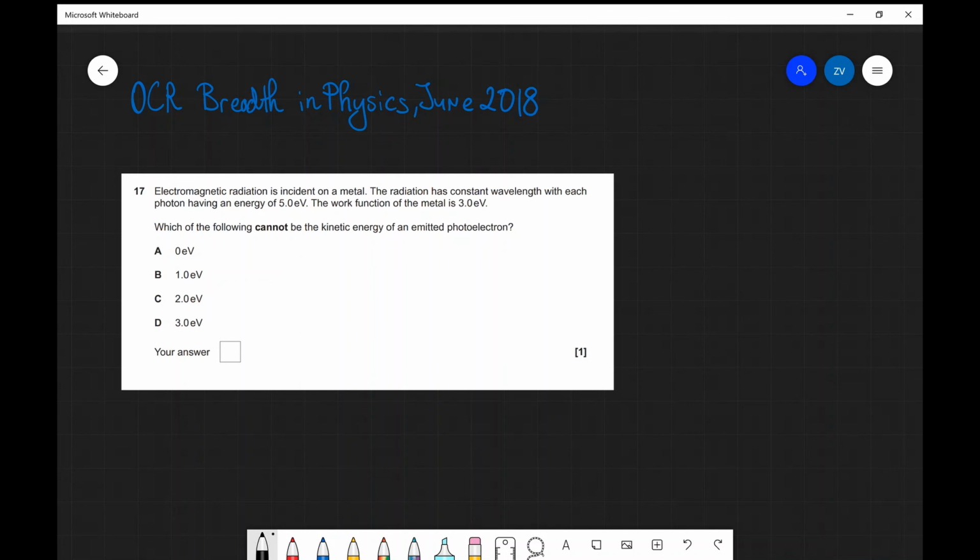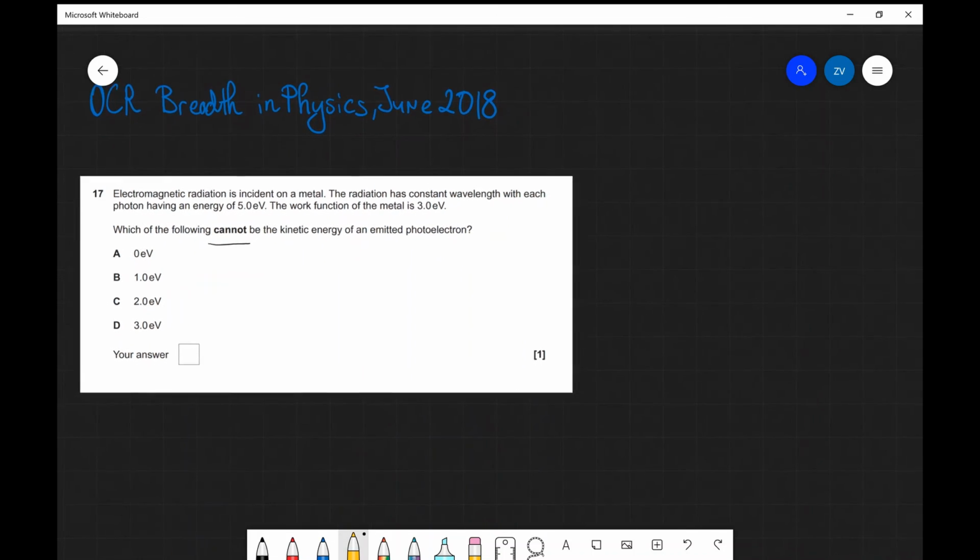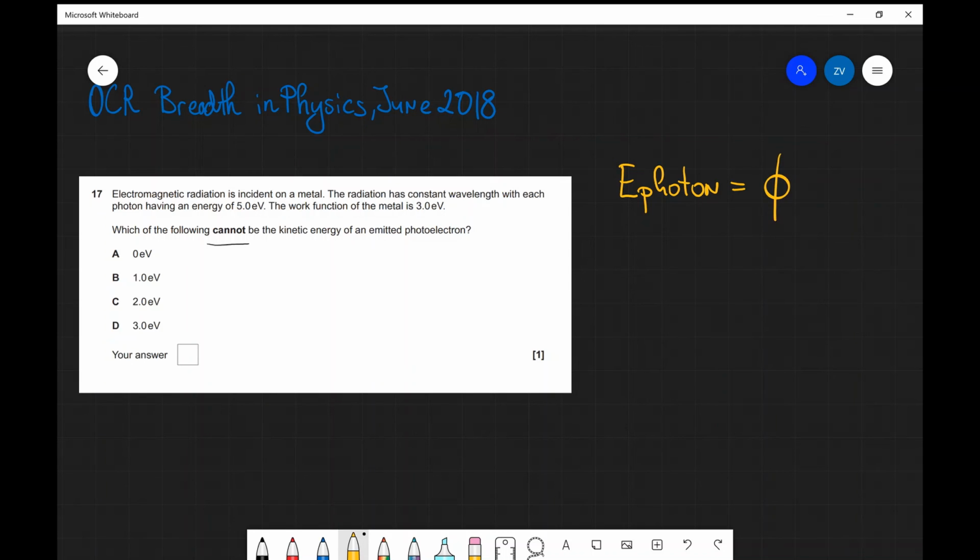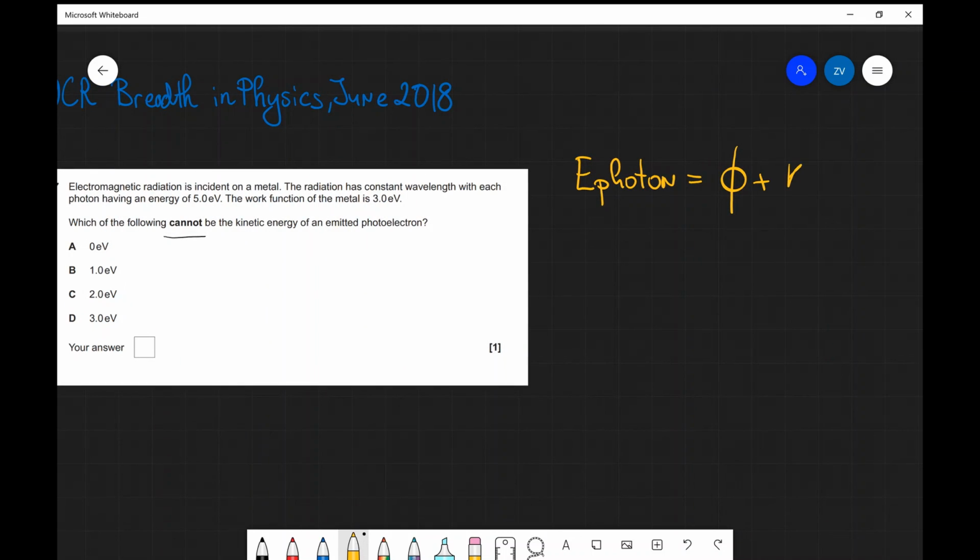EM radiation is incident on a metal. The radiation has a constant wavelength, with each photon having an energy of 5 electron volts. The work function of the metal is 3 electron volts. Which of the following cannot be, and I'm just going to underline this, the kinetic energy of the emitted electron? Well, remember the formula for this case is that the energy of a photon is equal to the work function plus the maximum kinetic energy. And the bit where it says maximum kinetic energy is critical for this question.